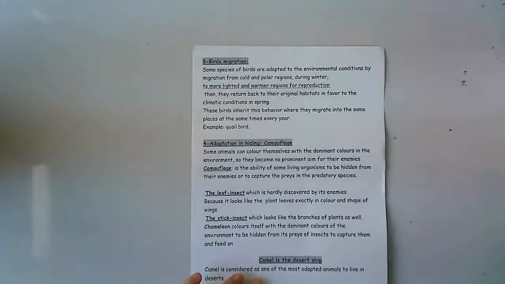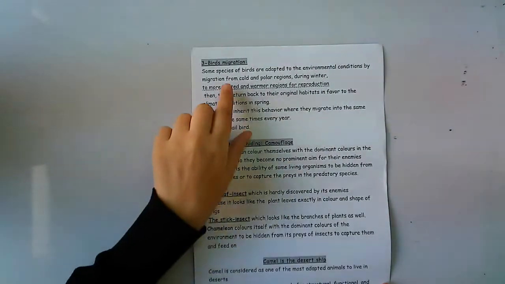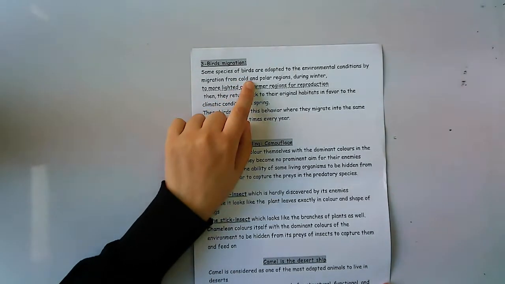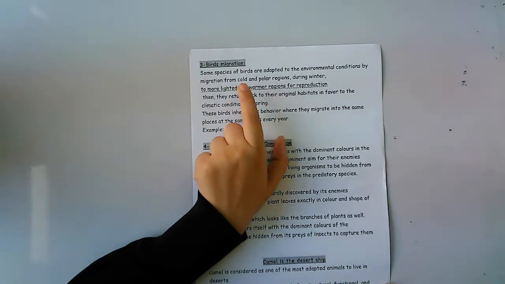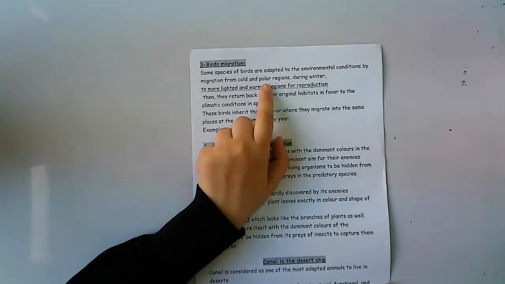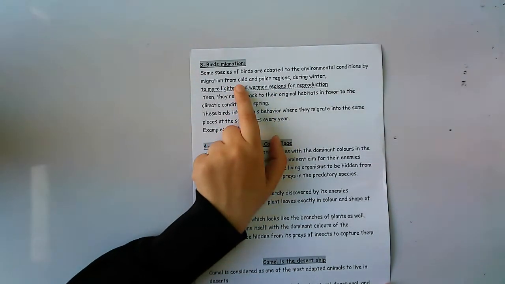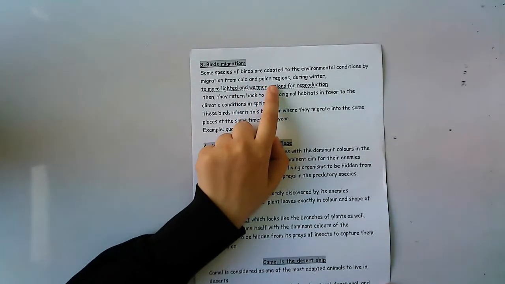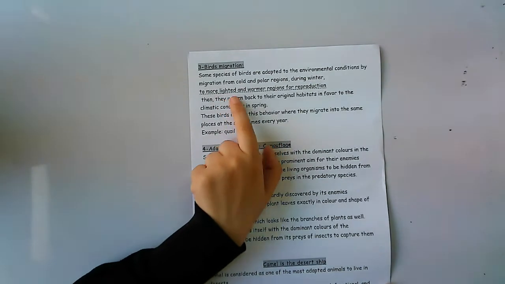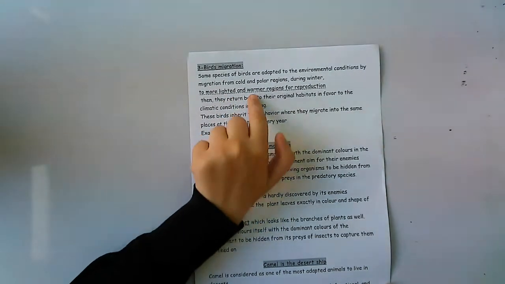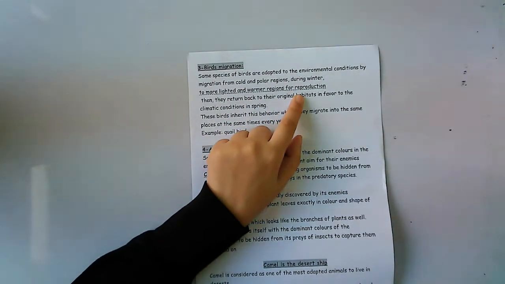Now we'll talk about birds' migration. Some species of birds are adapted to environmental conditions by migrating from cold and polar regions. Because they live in cold and polar regions during winter, they search for more lighted and warmer regions for reproduction, or to lay their eggs.